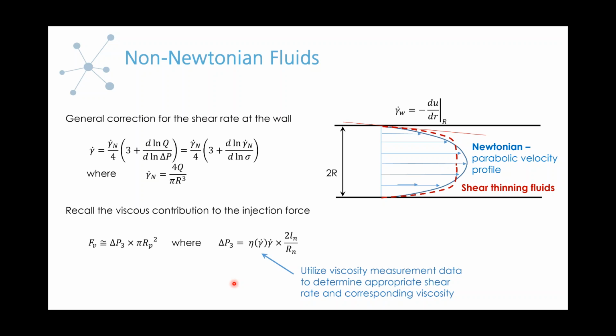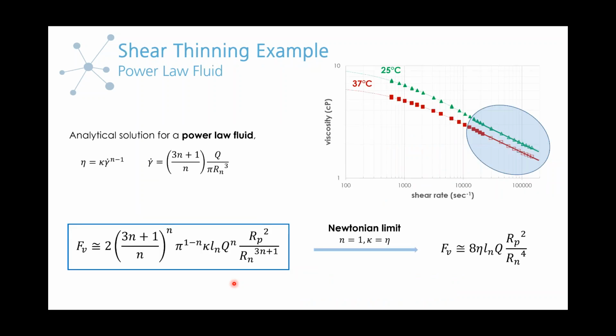To give you an idea of how this can be simplified, one of the common types of shear thinning materials is a power law fluid. So here's an example of some data that we've collected on our Initium. It's viscosity as a function of shear rate at a couple of different temperatures. And you'll see in the highlighted region, which is in the vicinity of where the shear rates would lie for flow through a needle, you can see that it's well characterized by power law behavior.